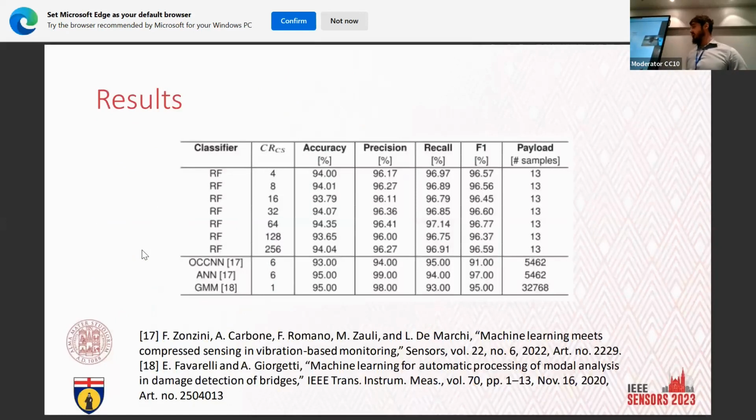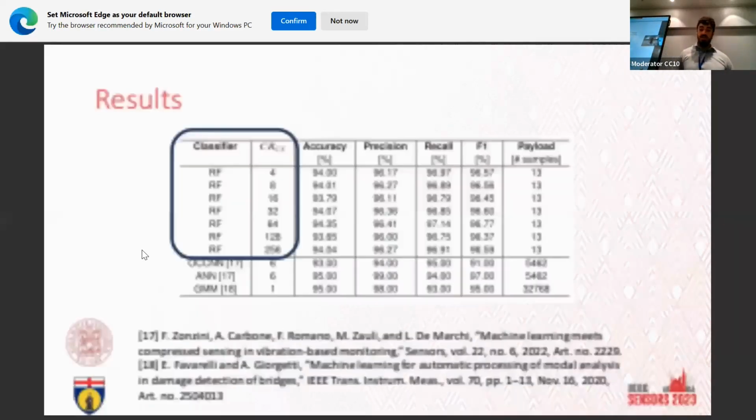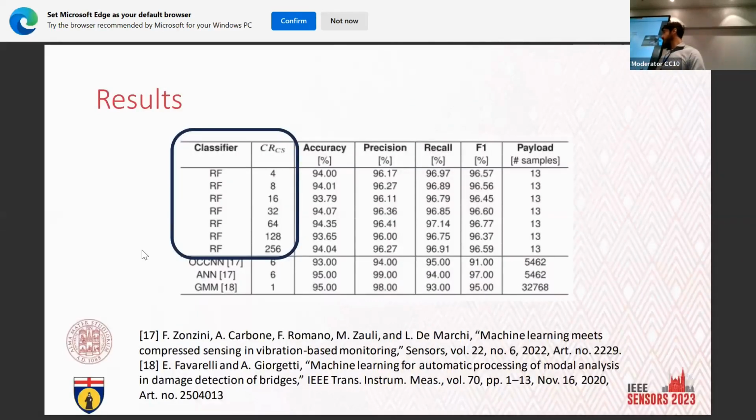The results for the accuracy, let me say, for the generalization performance are here. The table seems huge, but it is not. Let me explain it. The first two rows are the classifier and the compression rate. This group that I show you here is our proposal.